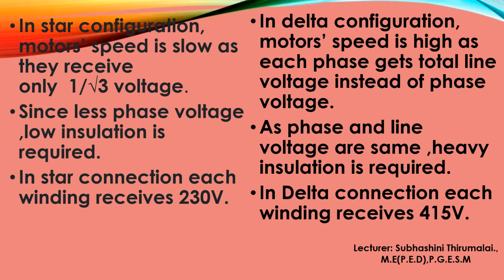Since there is less phase voltage, low insulation is required, so insulation is reduced in star. As phase and line voltage are the same in delta, heavy insulation is required. So insulation is heavy in delta. In star connection, each winding receives 230 volts. One winding in star, that is one phase, will get 230.